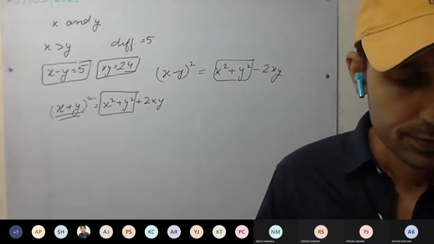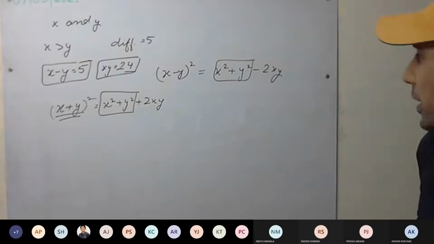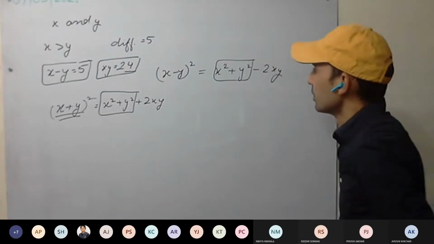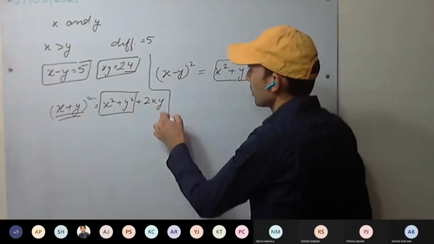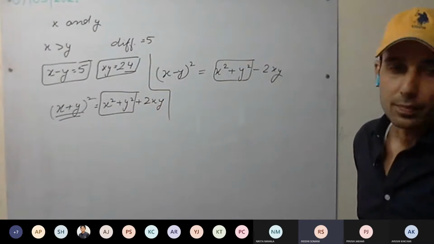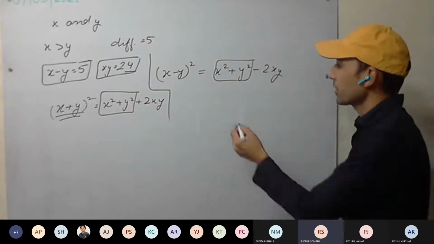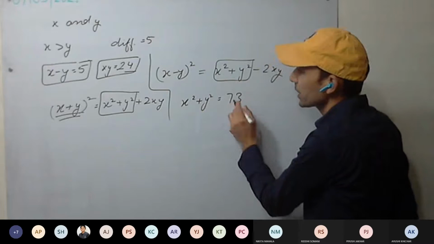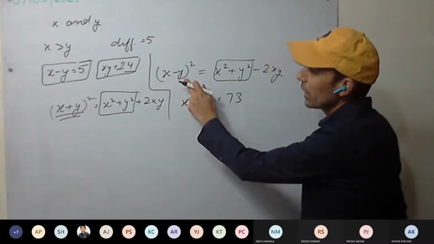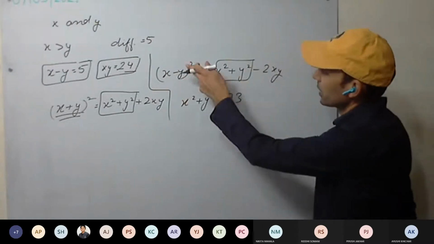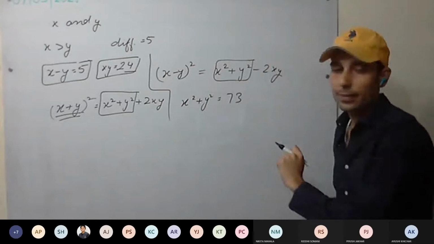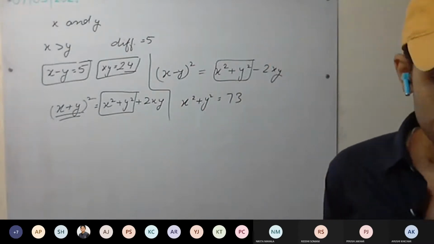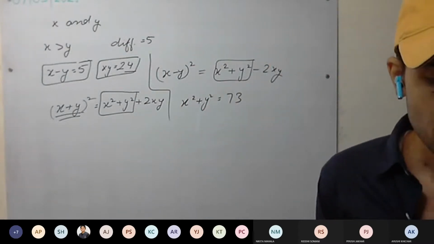How much have you got for x square plus y square? 73. That's right. X minus y the whole square is 25, plus 48. Understood? 73. Everyone has got the answer.